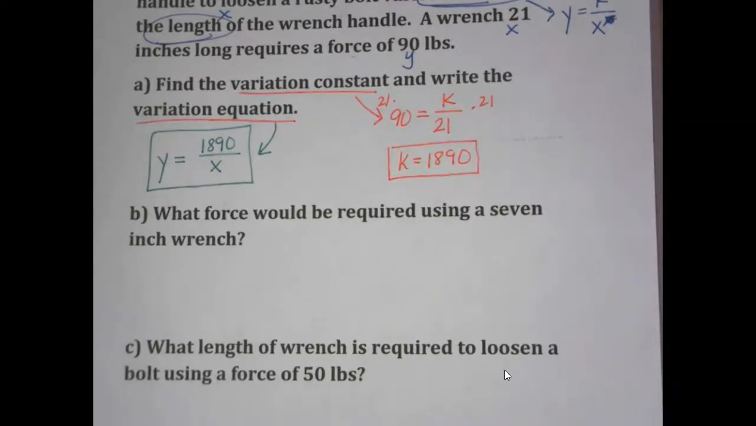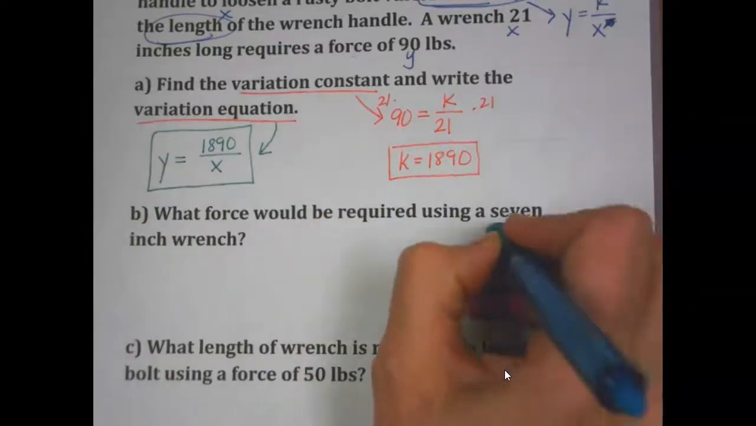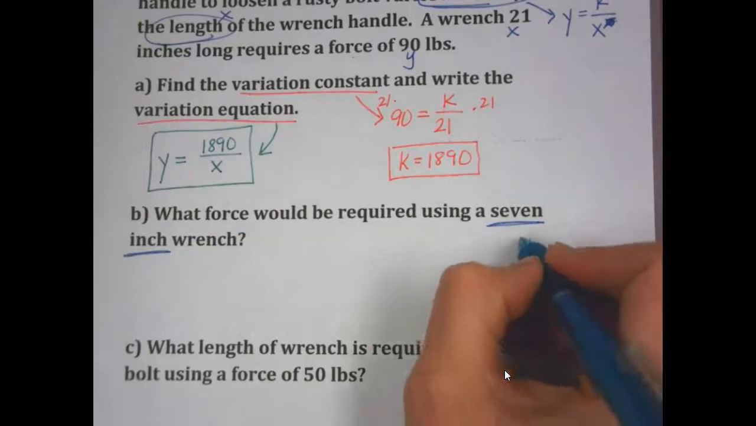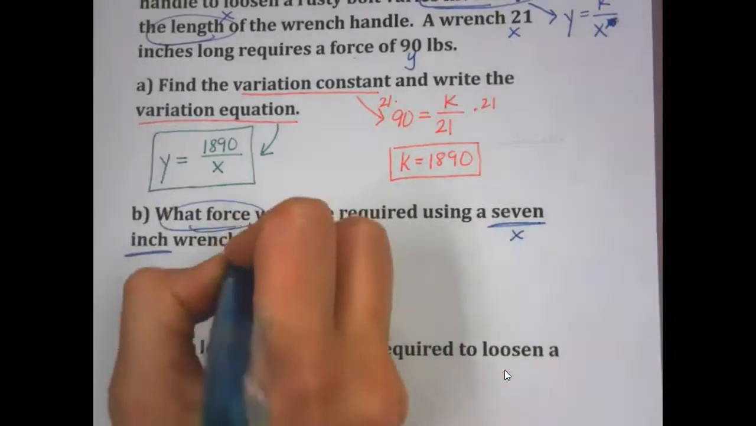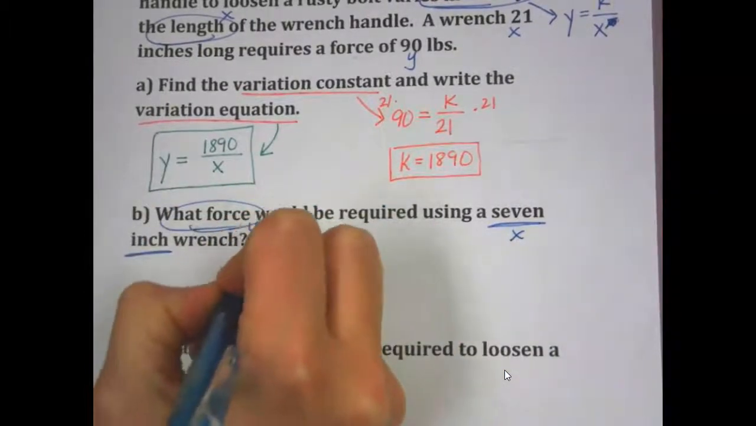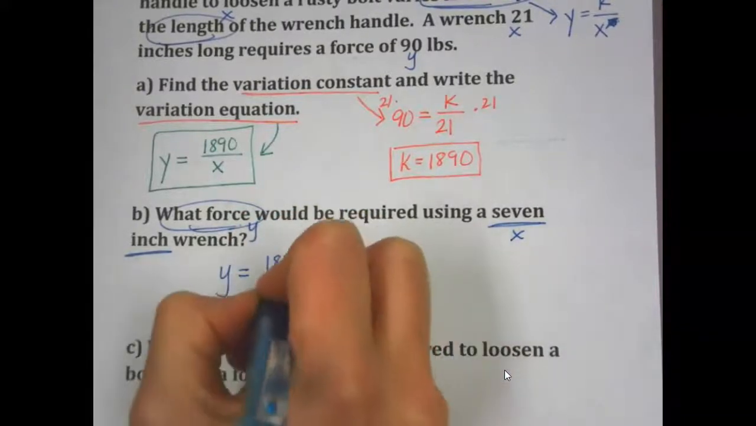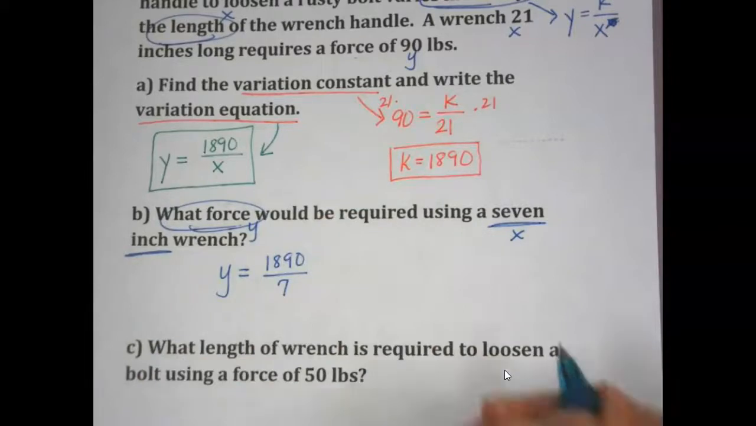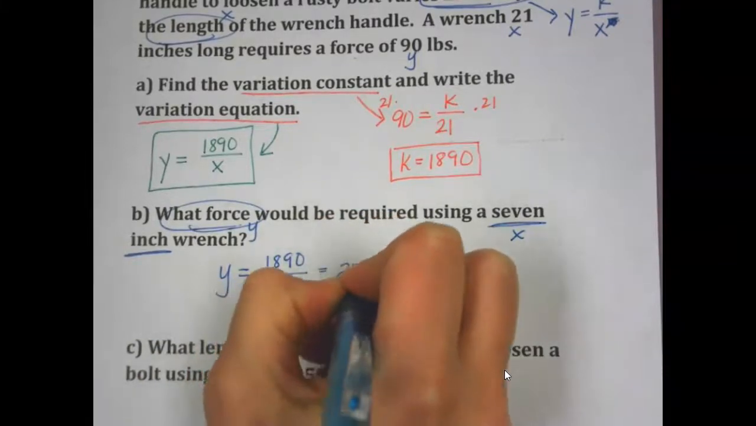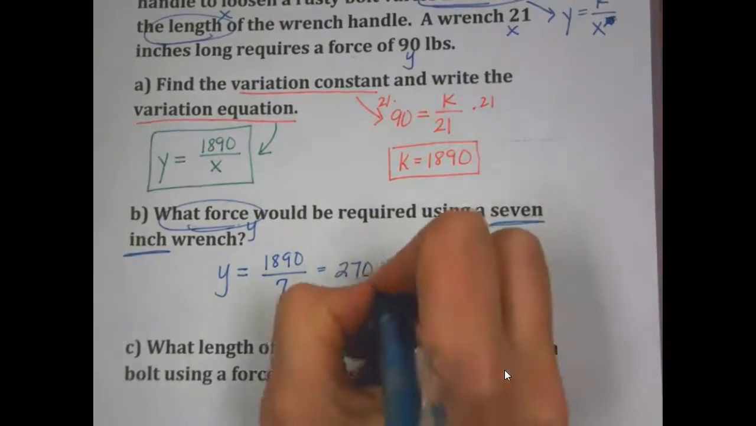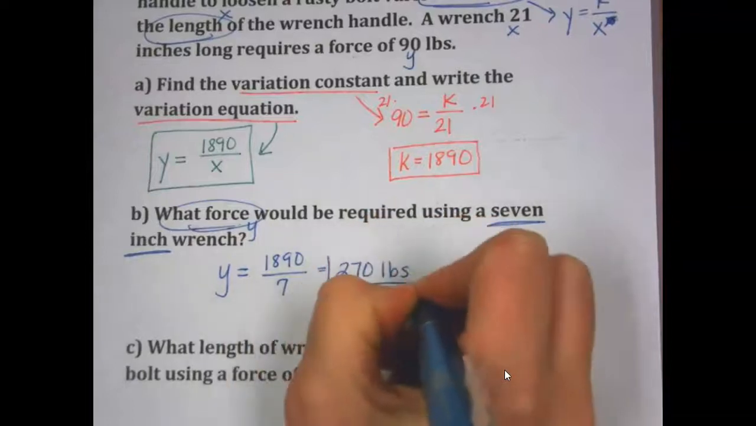What force would be required using a 7-inch wrench? So 7-inch, that is our x variable or our length. What force, that's our y variable. So we don't know y, but we can substitute 7 in for x, and we get 270. And what is force measured in? Looks like pounds. So 270 pounds.